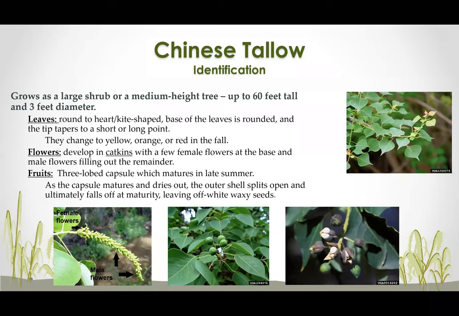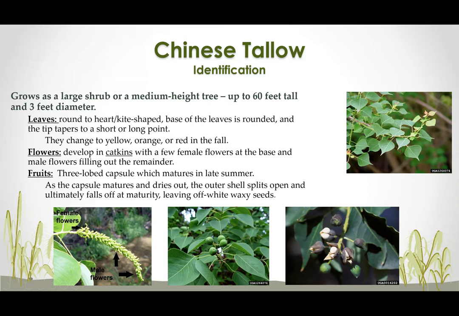And so it's easily identifiable. It has kite or heart-shaped leaves. And then it also has these seeds that I mentioned, but initially it starts with its flowers, which are catkins. They usually have the females at the lower base of the catkin, and the rest are male flowers. Then those develop into three-lobed capsules, green fruits that usually dry out, and they have these tannin-filled outer shells and these white waxy seeds, which are often eaten by birds, or they drop into the soil. And those shells, oof, they hurt when you step on them if you're ever outside barefoot. But this is a good suite of characteristics on how to identify the Chinese tallow.